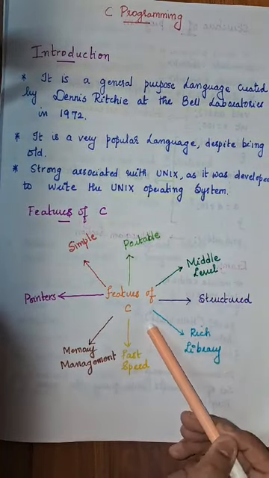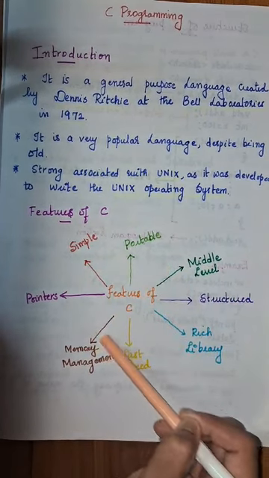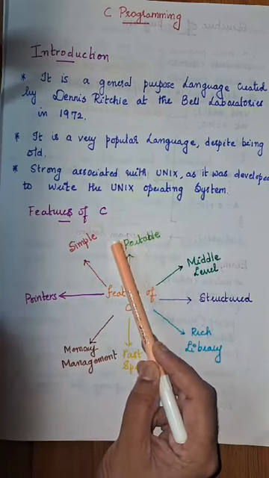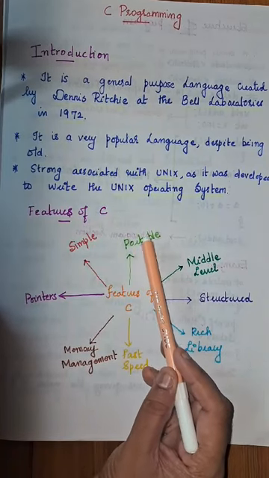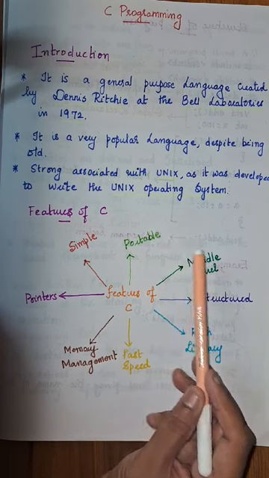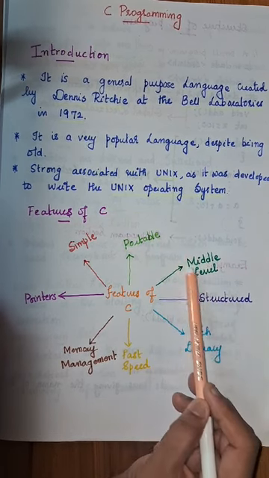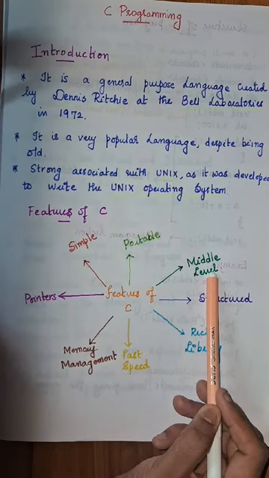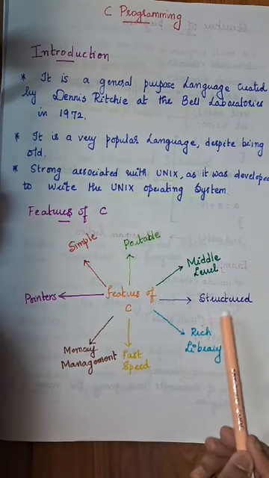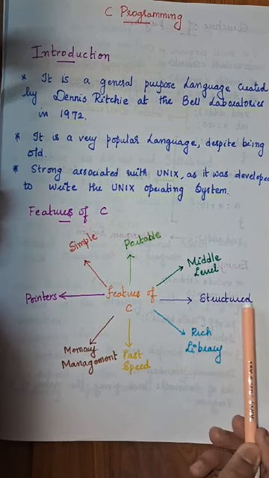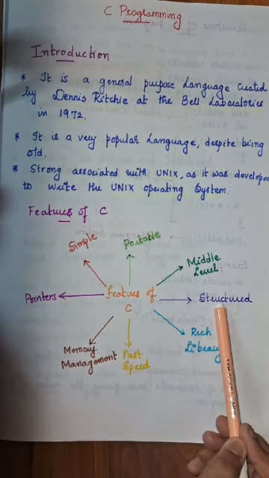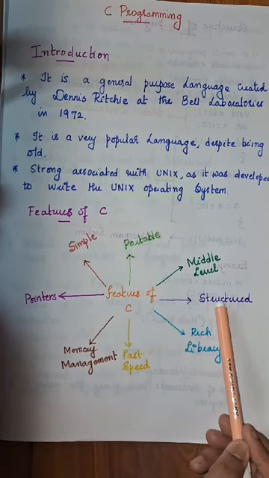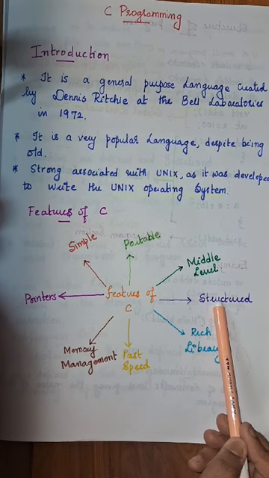Now come to the features. There are so many features. The first one is called portable. Portable means there are so many inbuilt libraries in the C language. It can be used as a middle level language because it is a software based programming language and it is a structured language. This is the main thing in the C programming language because the code is written in the form of a structure. Next we will be seeing the structure of C program.